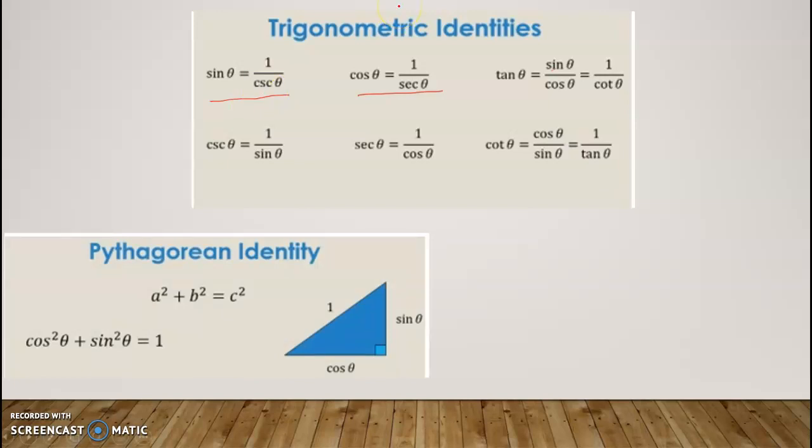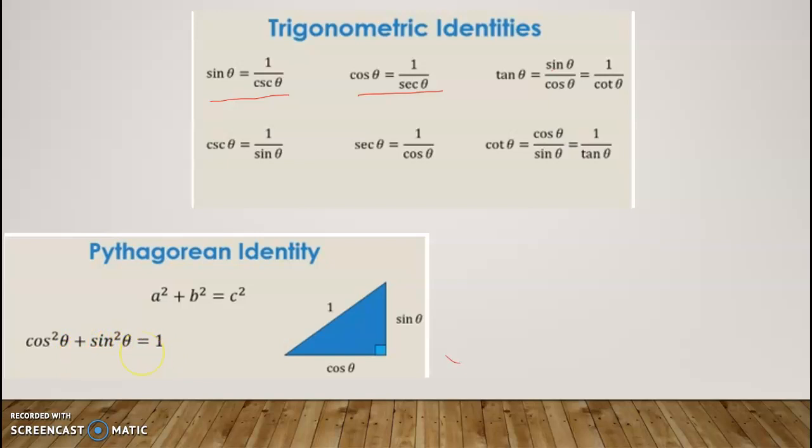Now these are called trigonometric identities right there. This is called a Pythagorean identity. Now we're going to go back to a squared plus b squared equals c squared. And we're going to the cosine. Remember, cosine deals with the x coordinate, if you remember that from your unit circle. So here's your x and here's your y. So we've got cosine squared plus sine squared equals c squared, and that's going to be 1. So cosine squared theta plus sine squared theta equals 1.